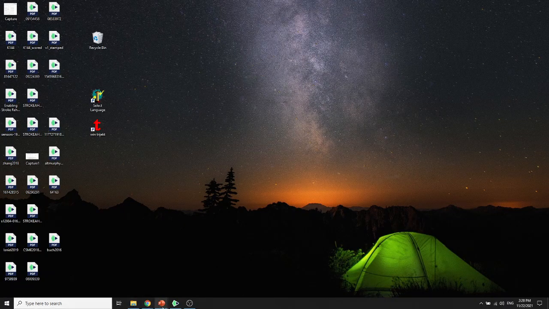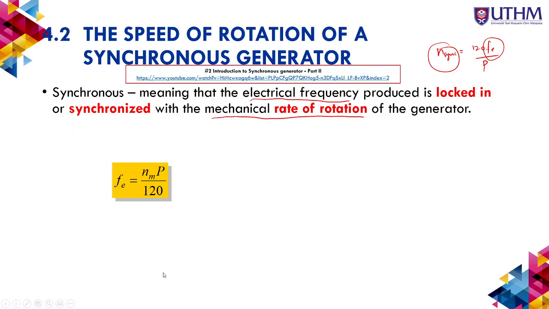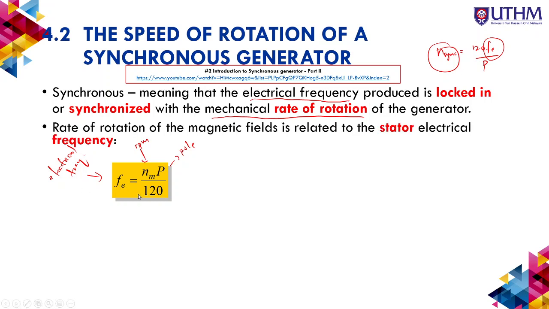We just rearrange and then we can get the equation. So the electrical frequency equals the rotation of the motor in RPM times the number of poles, over 120. This is the electrical frequency. The rate of rotation of the magnetic field is related to the stator electrical frequency, so it is very related.